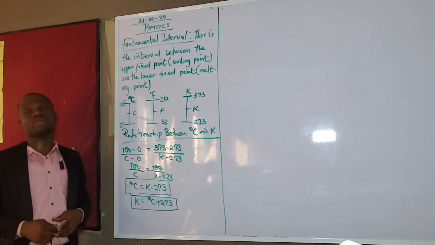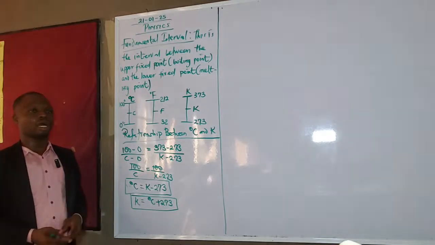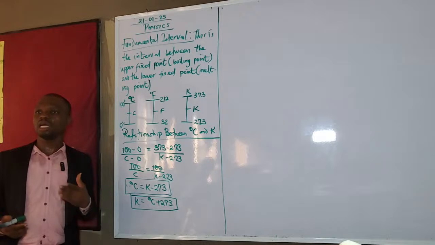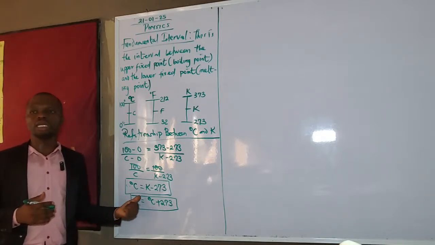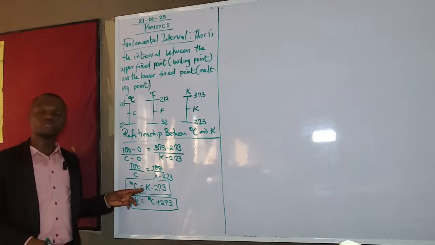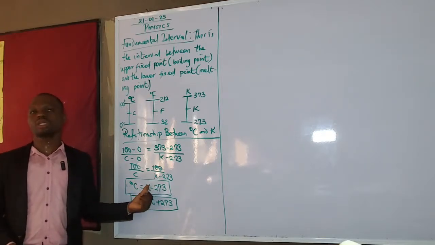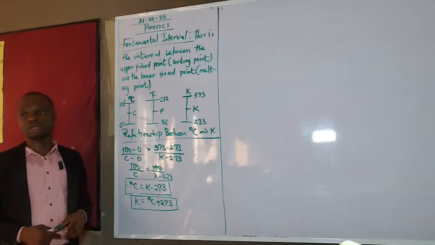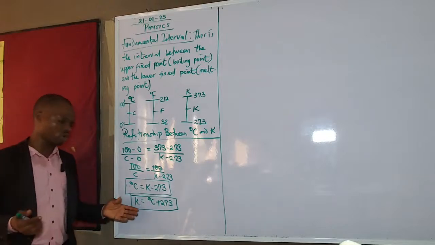Let's say you are given something like 293 as your Kelvin, and you are told to find the equivalent temperature on the Celsius scale. What you're going to do is take away 273 from 293, and that will give us 20. That means the temperature is 20 degrees Celsius.